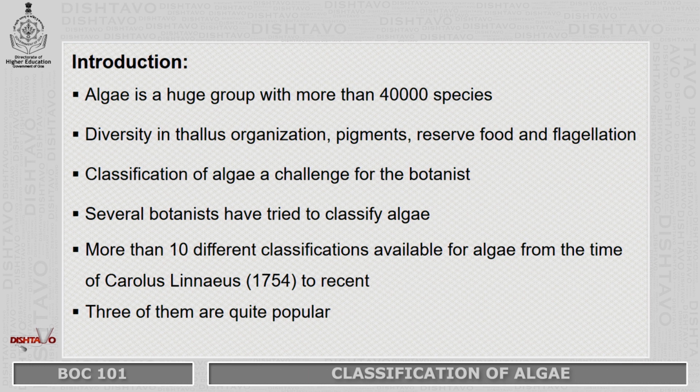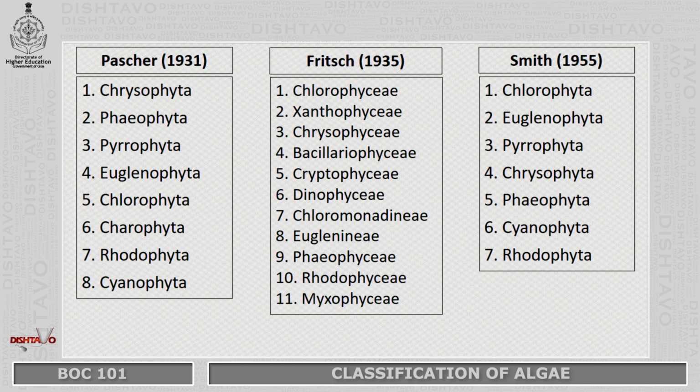All this diversity has made classification of algae a bigger challenge for the botanists, and several botanists have tried to classify algae. There are more than 10 different types of classification available for algae, and among them 3 of them are quite popular. They are the classification by Pasteur, classification by Frist, and also classification by Smith.